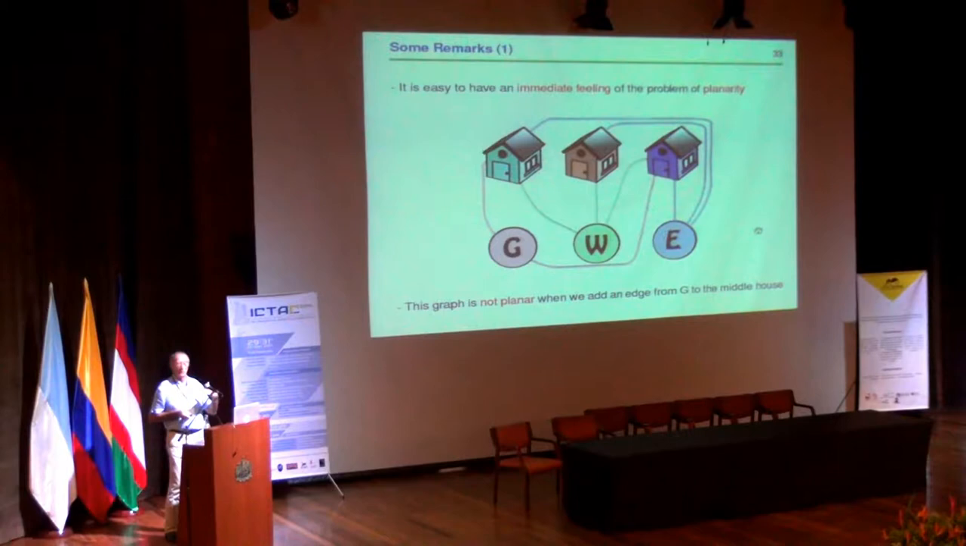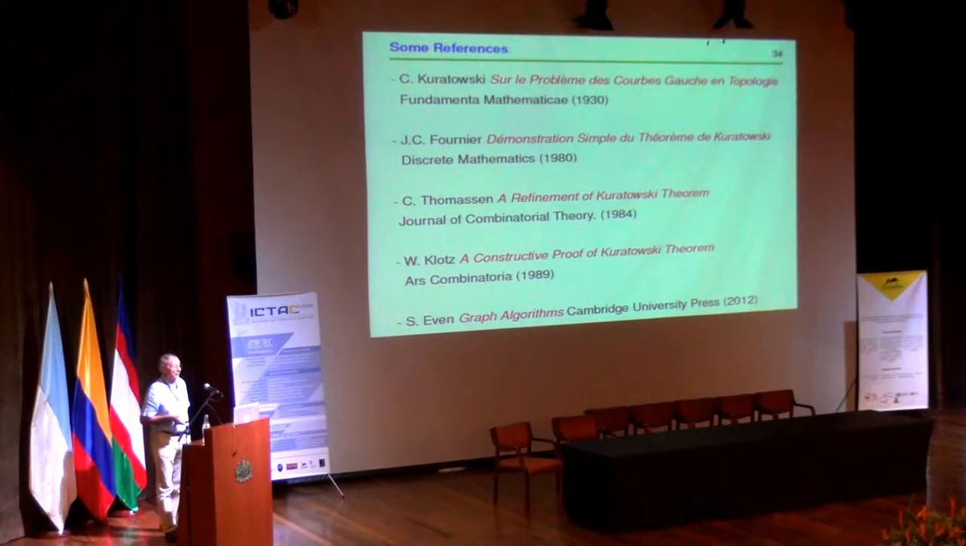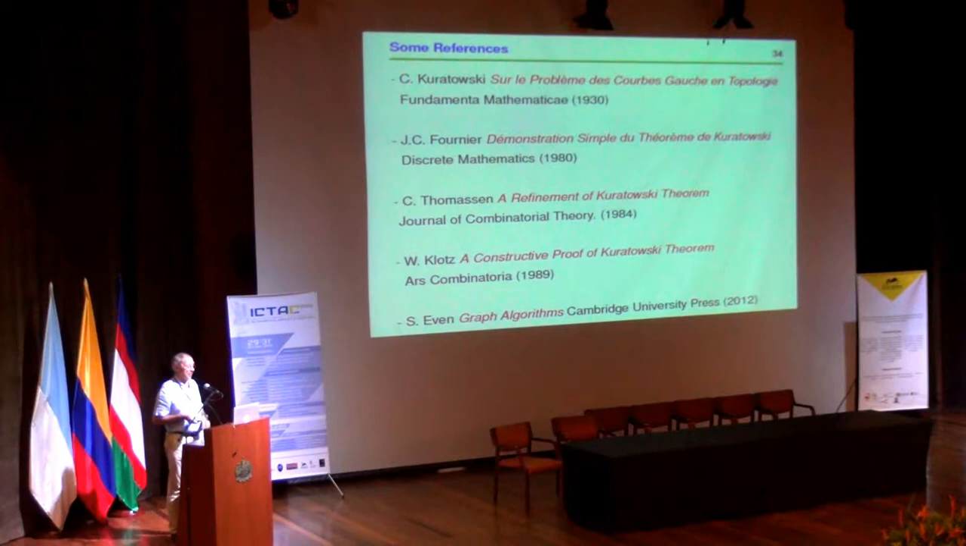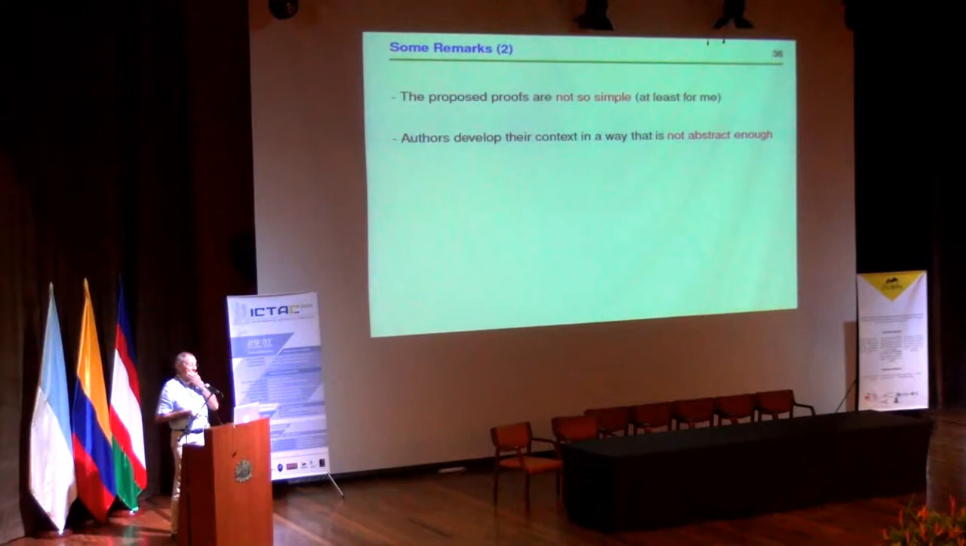Some references: the theorem of Kuratowski was defined in a first article written in French in 1930, sur les problèmes des courbes gauches en topologie. And then I read another article in French, and a refinement, and then a constructive proof. And then I bought this book on graph algorithms, which was a recent republishing of this book. The proofs I found in all these papers are not so simple for me. They also develop sometimes their context in a way that is not abstract enough. I discovered slowly that this is more a problem of topology than a problem of pure graph theory.